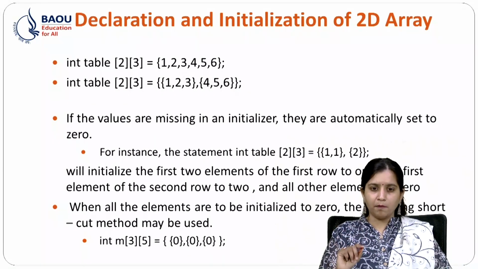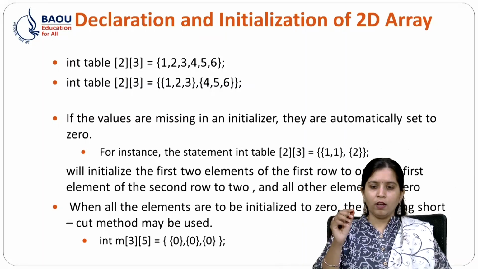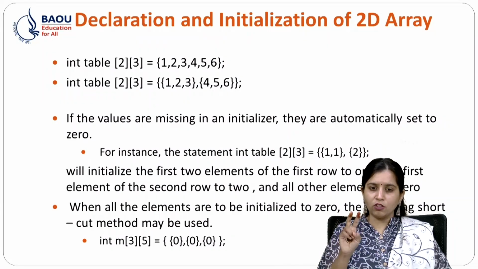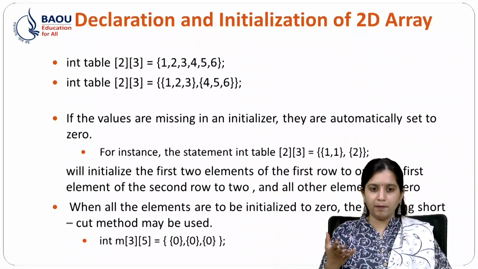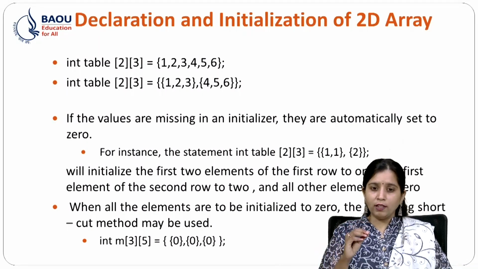For instance, the statement int table[2][3] has 2 rows and 3 columns. So in the first row we will initialize the first 2 elements, and the remaining element is set to 0. When all the elements are to be initialized to 0, then the shortcut method is int m[3][5] = {0}, and all the elements will be 0.